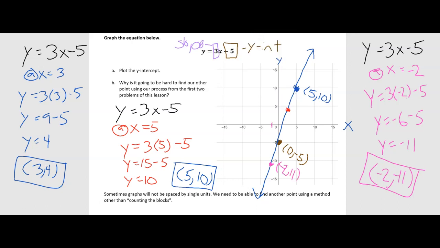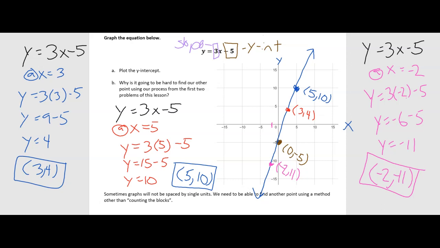We should actually go back up and label this red point. Forgot to do that. We get 3, comma 4. So whenever your graph is not marked off by ones or by single units, you're going to need to use this method to find your second point, right? After you've labeled your y-intercept. You can always use this method. You're just going to have to use this method if your graph is not like the first ones from this lesson.